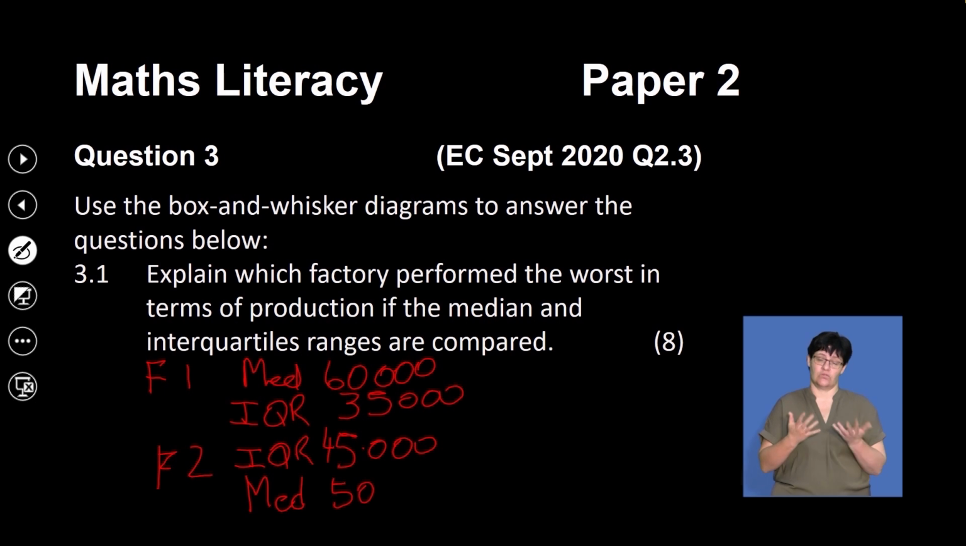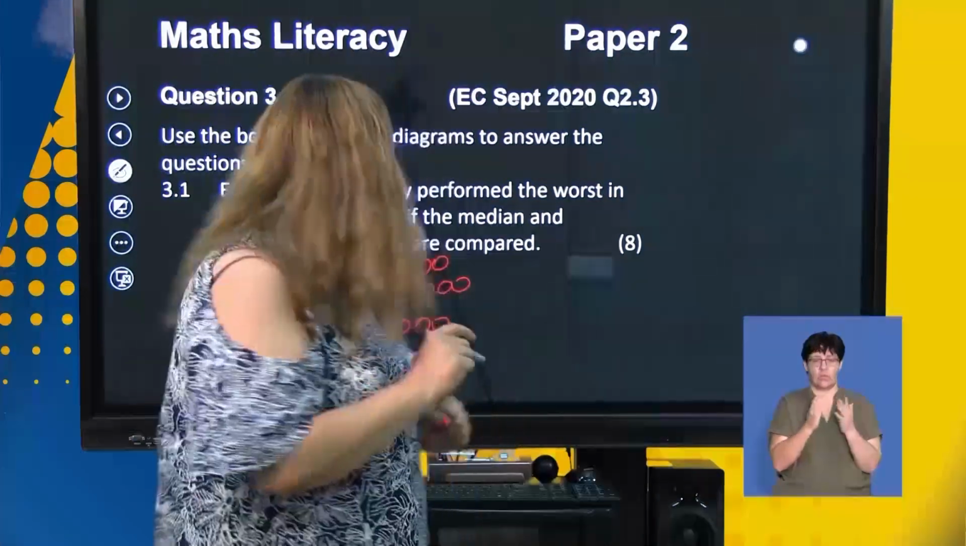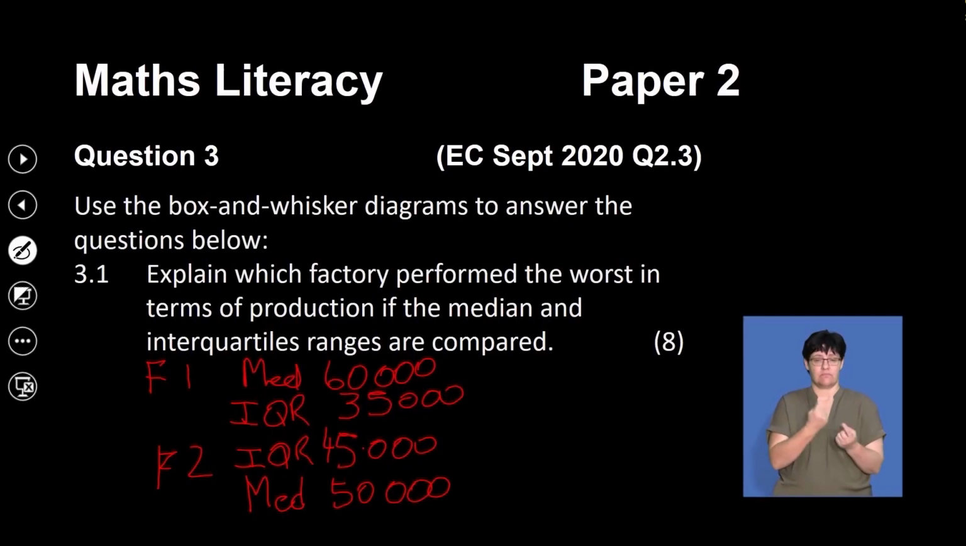So the question was, which performed worse? So when you look at the median, factory 1 was higher, which was better. The interquartile range, factory 1 was smaller, which means it is closer together, everything's closer to the middle. So which performed worse? I would say that it was factory 2 that performed worse. Factory 2 was worse.